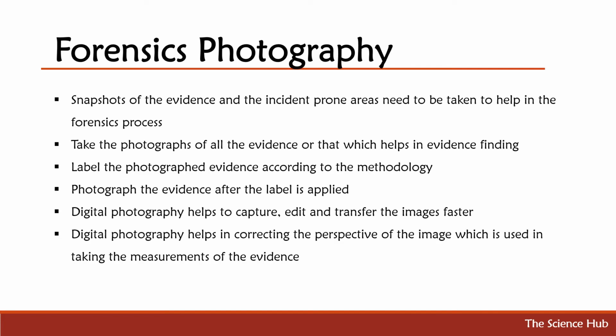To evaluate and secure the scene, there are many things which are necessary for us. That is photography first of all. In forensic photography, we take snapshots of the evidence and the incident-prone areas to help in the forensic process. Then take photographs of all the evidence or that which helps in evidence finding. Then label the photographed evidence according to the methodology. Then photograph the evidence after the label is applied.